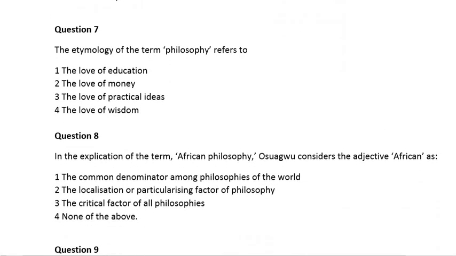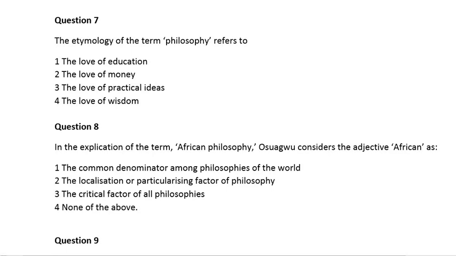Let's go to question number 7. The etymology of the term philosophy refers to, number 1, the love of education. Number 2, the love of money. Number 3, the love of practical ideas. Number 4, the love of wisdom. So guys, here the correct answer is number 4, which is the love of wisdom.